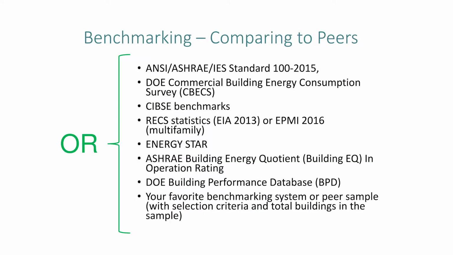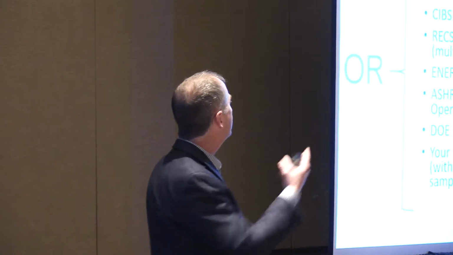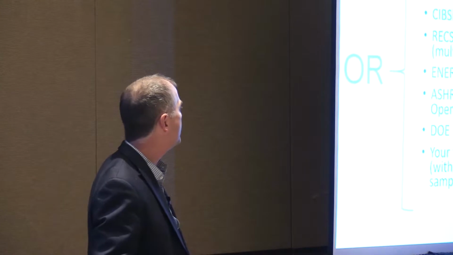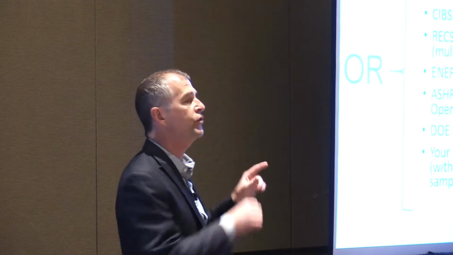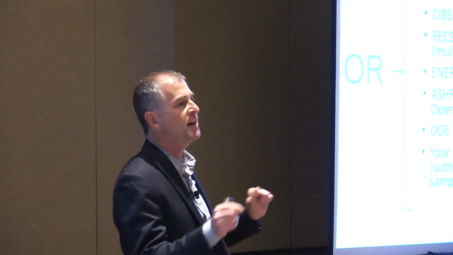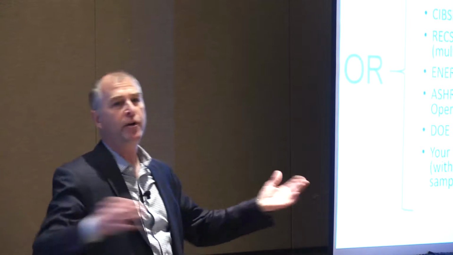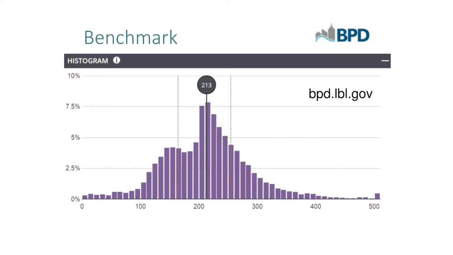We gave lots of options for benchmarking. Pretty much any of these that you already know. ASHRAE Standard 100 has benchmarking tables. CBECS has tables. CIBSE. There's REX for multifamily. Energy Star, of course, if you're already doing Energy Star for your building, that's an easy way to do it. DOE has their building performance database, which is a great one because you can set your own filters on building type and geography and weather. So that's a strong candidate there. Or your favorite one, you can benchmark against your other facilities if that's what works for you. You just have to say what it is that you do.